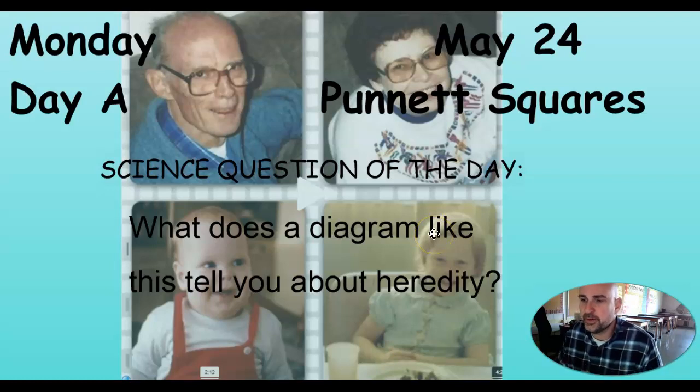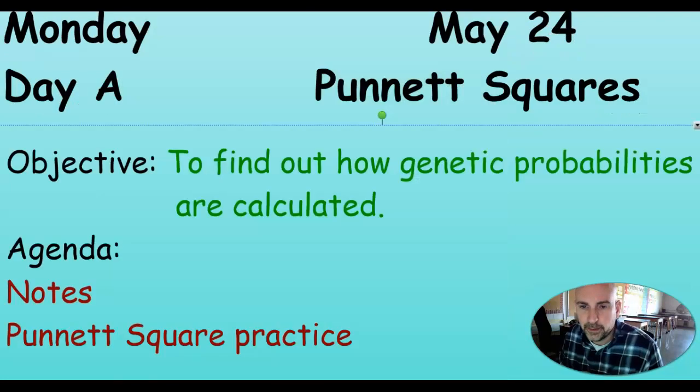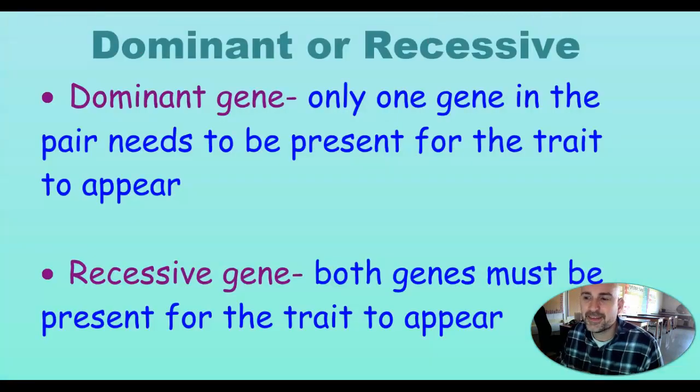Today we're going to be talking about genetics and Punnett squares, which help us predict future genetics and future heredity. So let's get into it. Let's find out how genetic probabilities are calculated using a Punnett square today. Let's do a quick review.